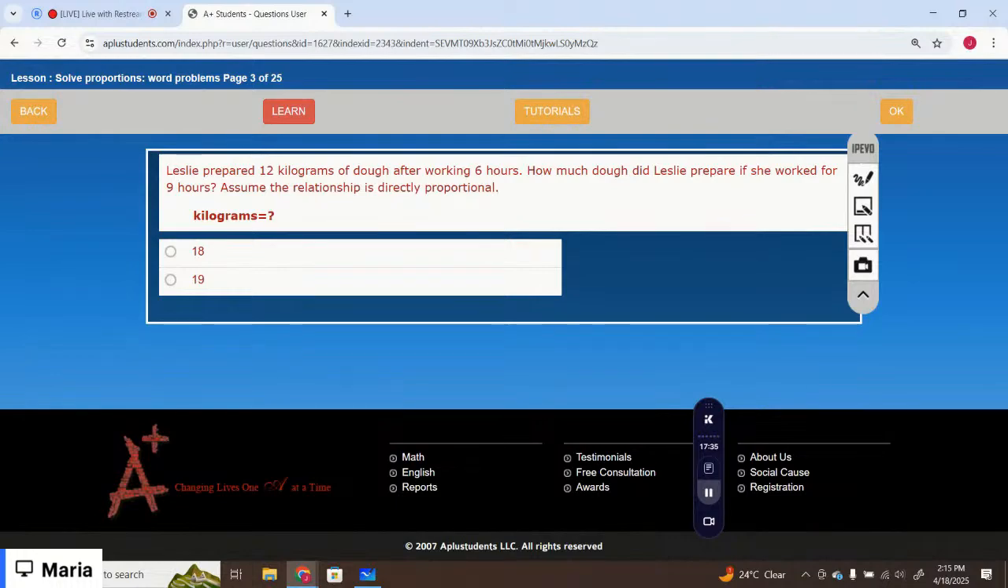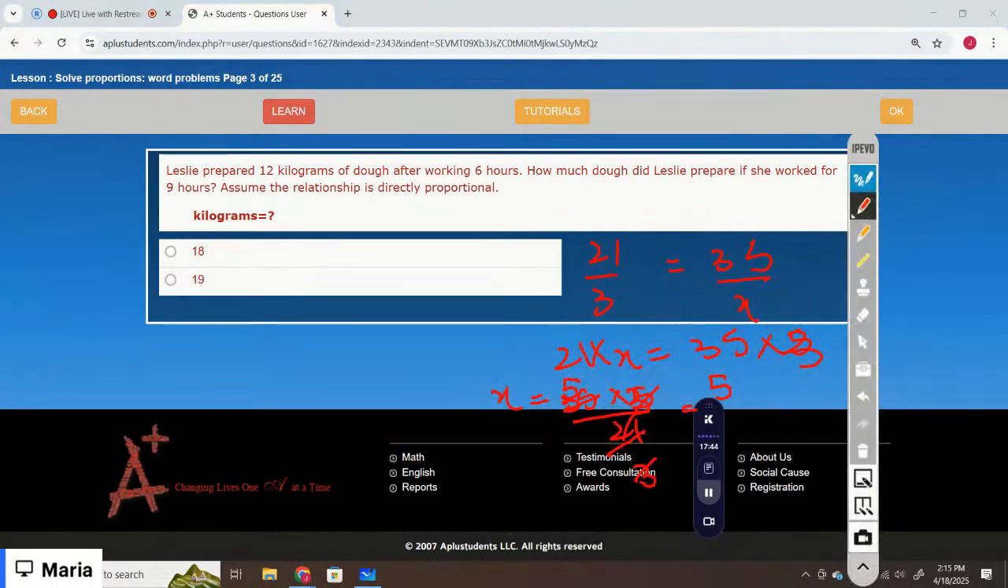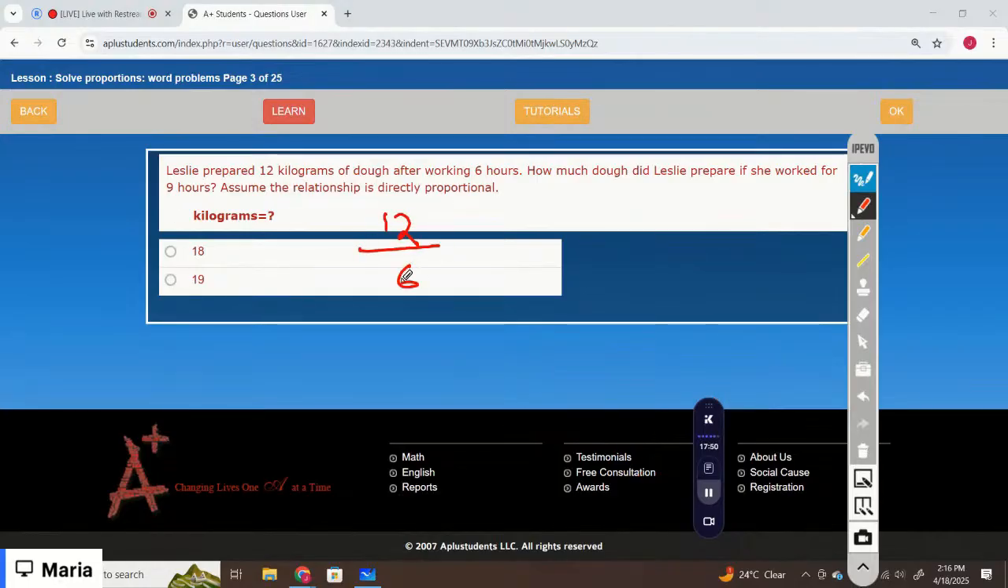Leslie prepared 12 kilograms of dough after working 6 hours. How much dough did Leslie prepare if she worked for 9 hours? So 12 kilograms of dough in 6 hours. So we have to calculate how much dough she can make in 9 hours. So you need to calculate the value of x.